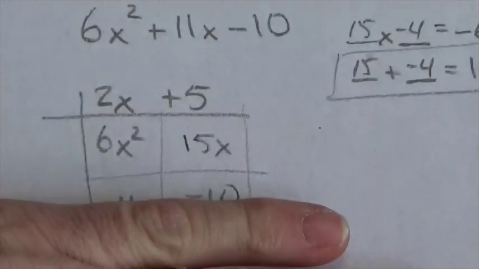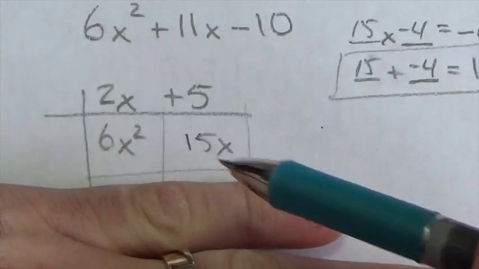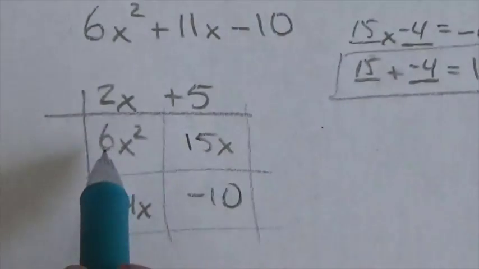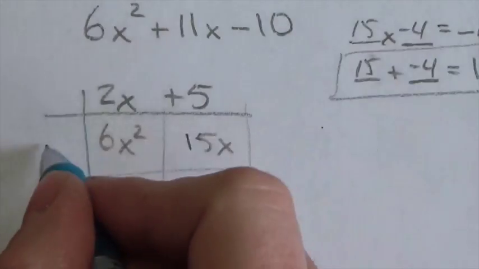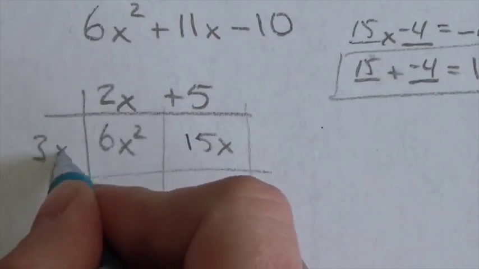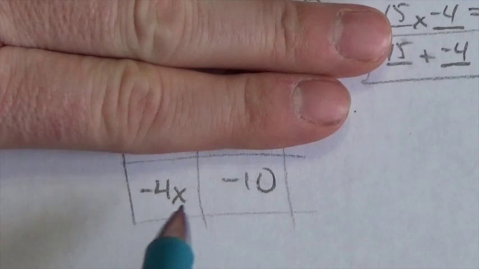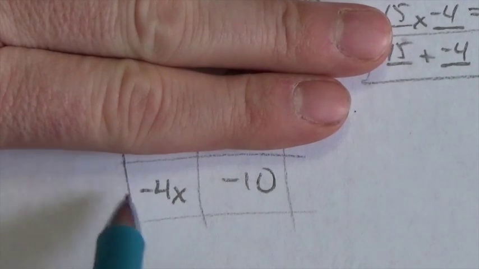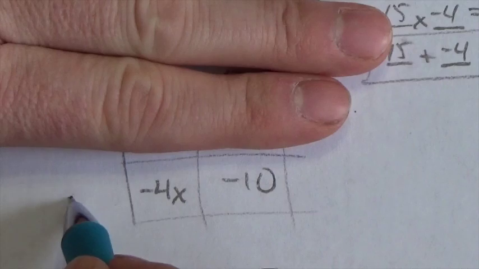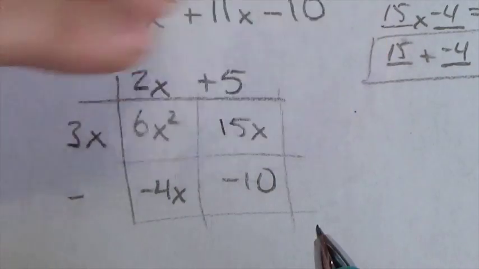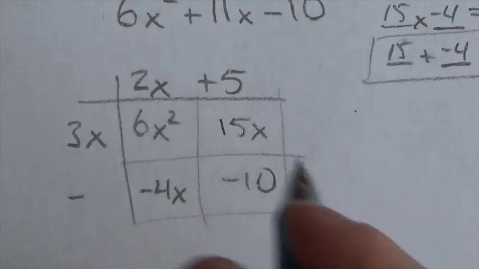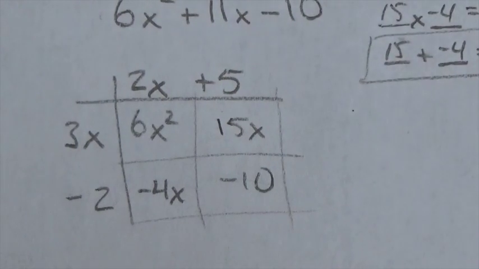Now I'm going to go along the row. Between 6x squared and 15x, there's going to be a common factor of 3x. And then here, between the negative 4x and the negative 10, like I said, I'm going to let the one that's closest to the edge dictate the sign. So this is going to be negative. Between negative 4x and negative 10, the common factor is negative 2.